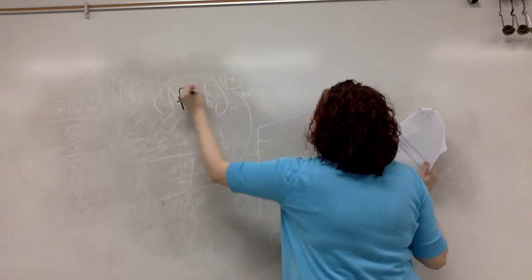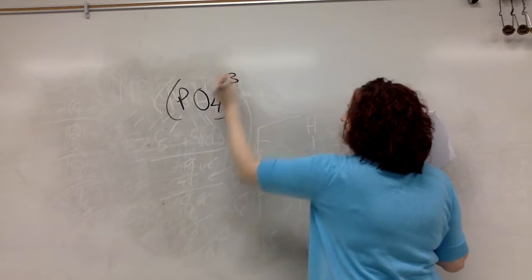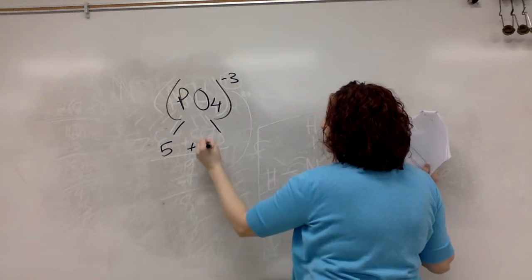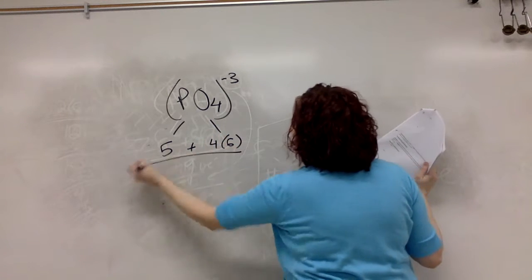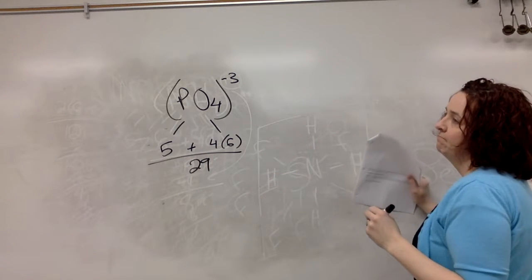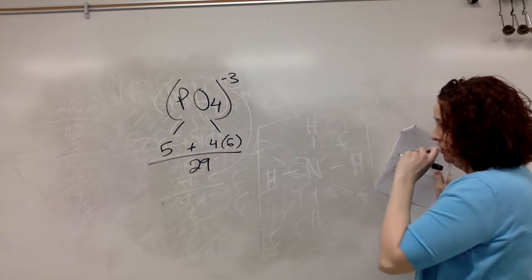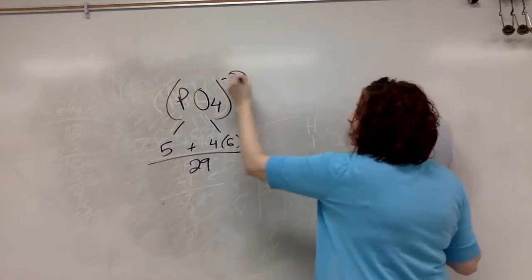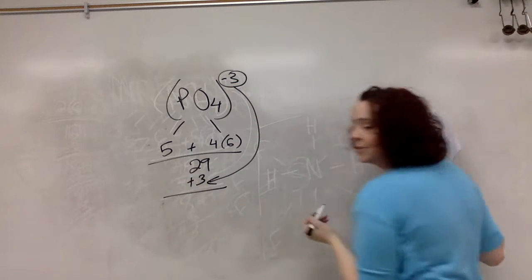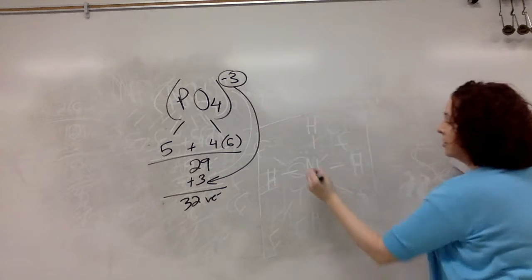All right, so phosphate is PO4 with a -3 charge. So phosphorus is 5. Oxygen is 4 times 6. So that's 29. Yeah, I think. -3 means that we gained 3. So then that new total would be 32.